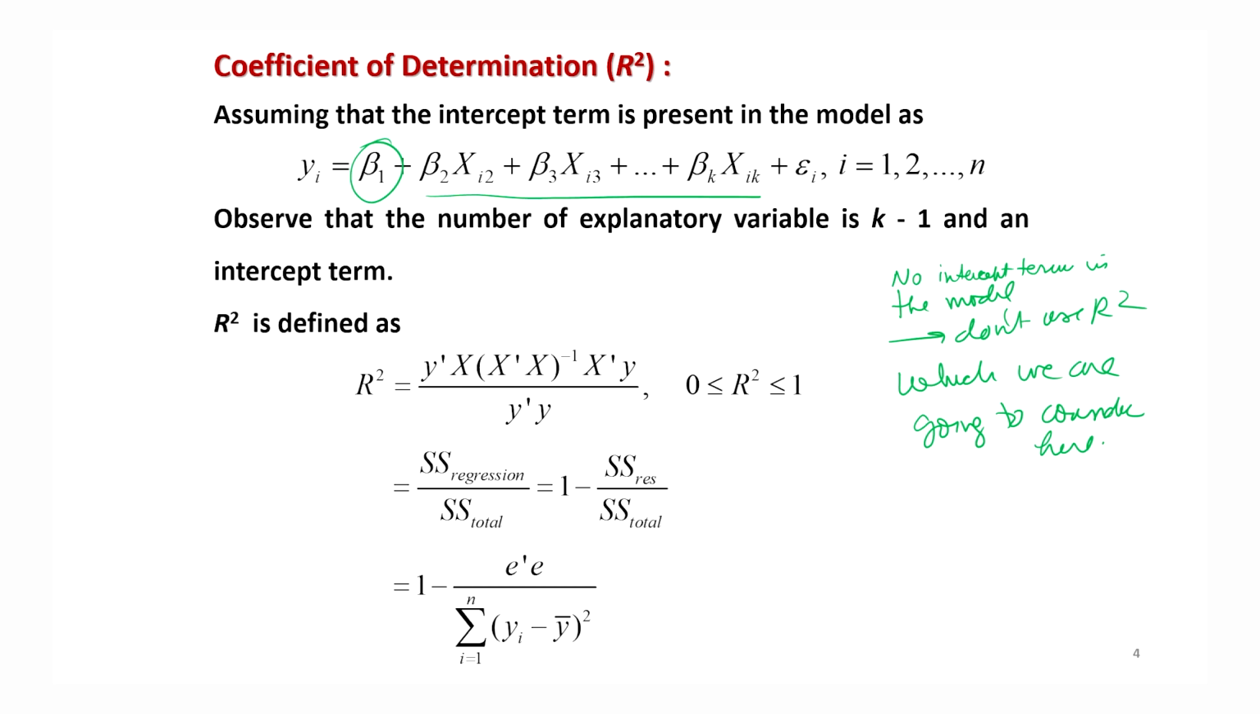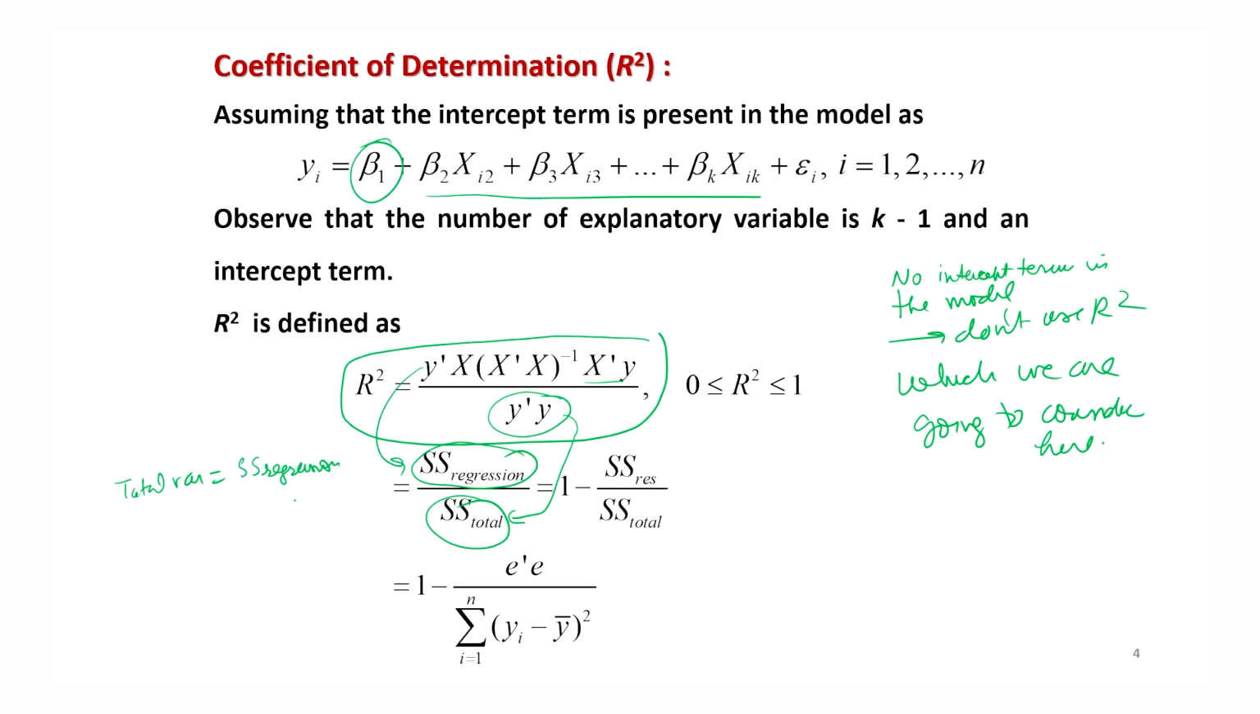Now this R square is defined as y transpose X (X transpose X) inverse X transpose y divided by y transpose y. And if you recall the definition we used in the concept of analysis of variance, the quantity in the numerator is simply the sum of squares due to regression, and the quantity in the denominator is the total sum of squares, and that is correct also. If you recall, this total variation was divided orthogonally into two parts, the sum of squares due to regression and the sum of squares due to error, or residual.